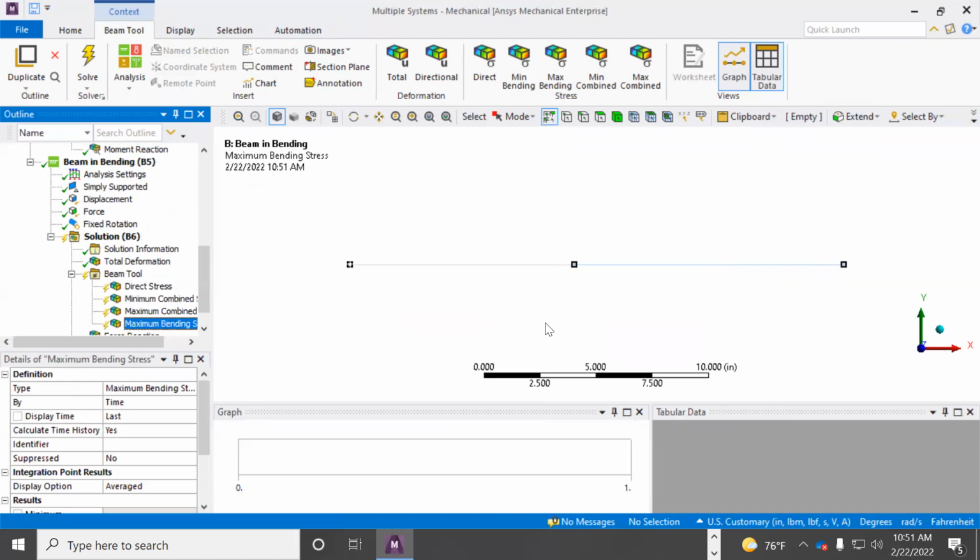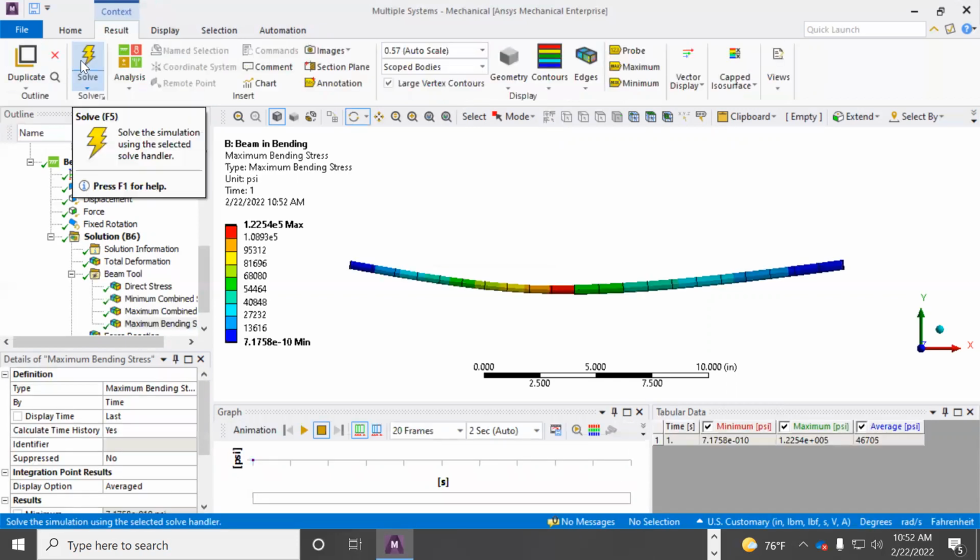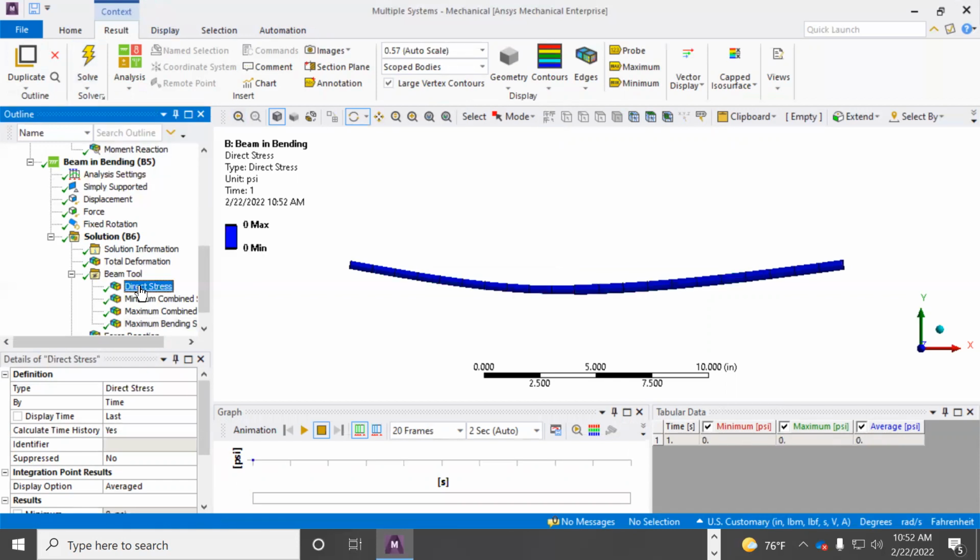Why is there a max and a min? What happens with bending? We get both tension and compression, right? So I get a maximum positive and a minimum compression. So I can look at both. For this problem, we expect them to be the same magnitude, opposite and equal. But I really wanted to show you, when I solve for this, that the direct stress should be a perfect zero because I don't have any normal force. So when I come here and look at direct stress, yeah, the beam is bending, but I don't get any normal stress.